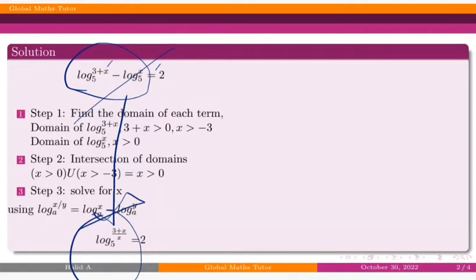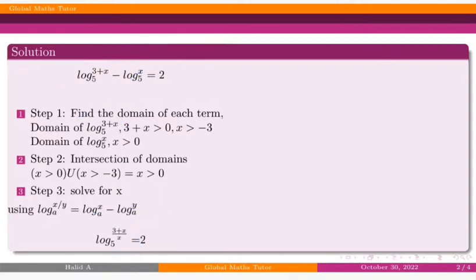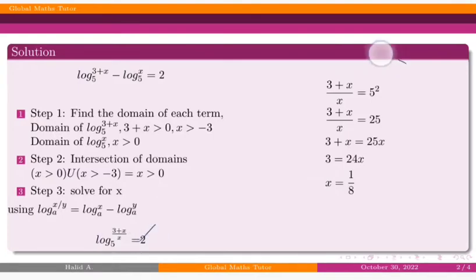Now we can change this logarithmic equation into exponential form. That means 5 squared equal to 3 plus x over x. So 3 plus x over x equal to 25. Then cross multiplying, it gives 3 plus x equal to 25x. Solving for x gives x equal to 1 over 8.